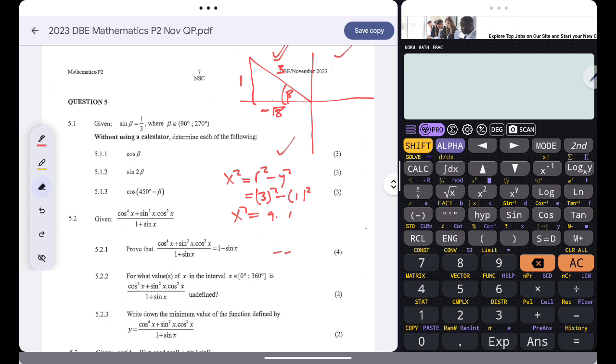So now I have the values of x, y, and r, which simply means I can answer every question I have. I know that x is equal to negative the square root of 8, y is 1, r is 3. Cos of beta. Cos is adjacent over hypotenuse, or x over r.